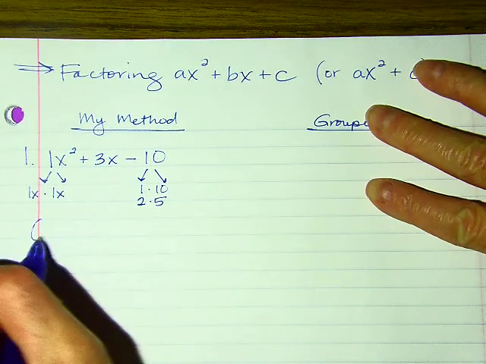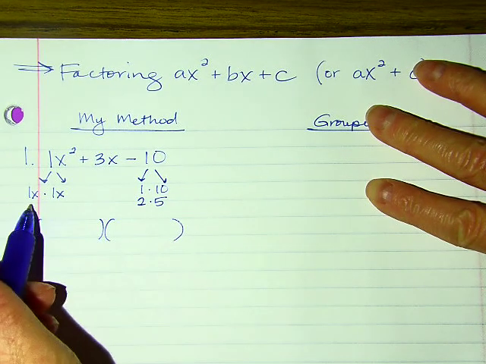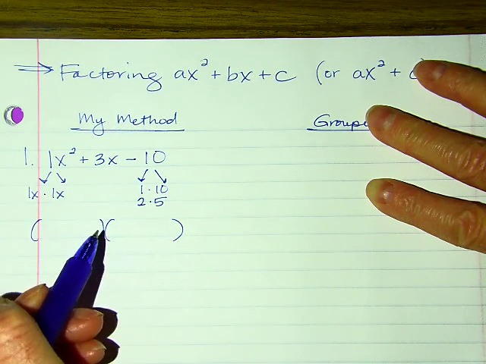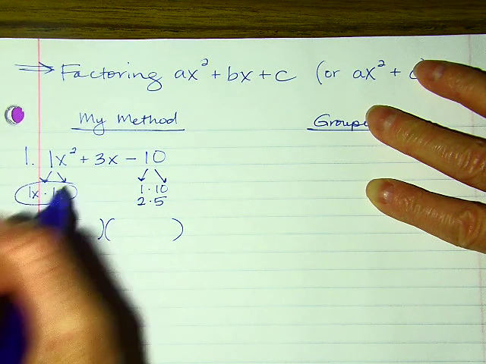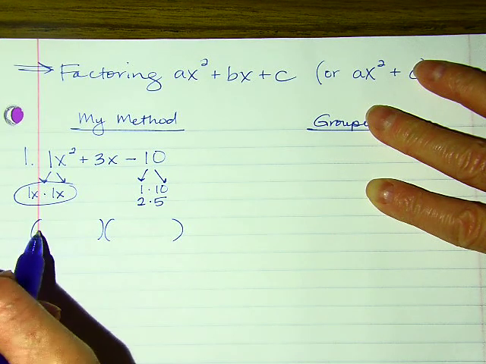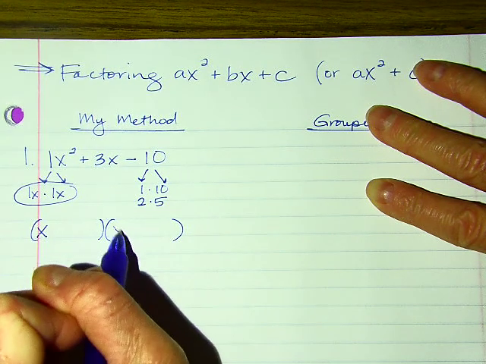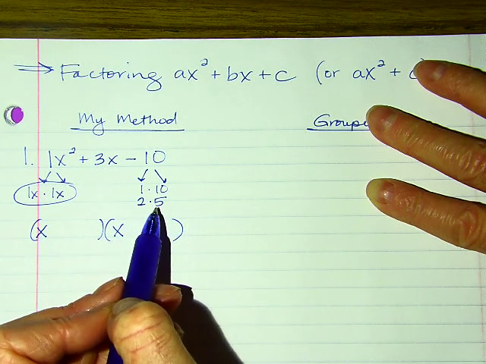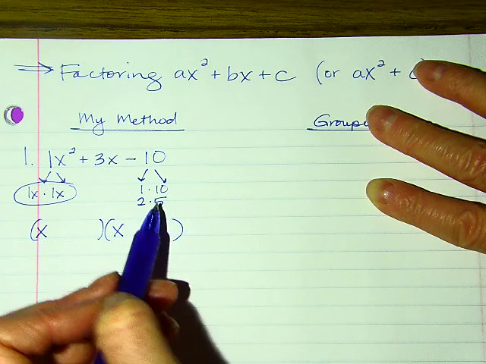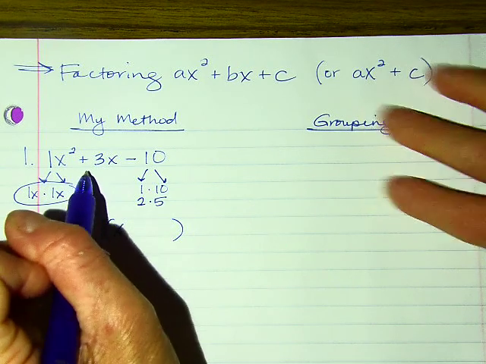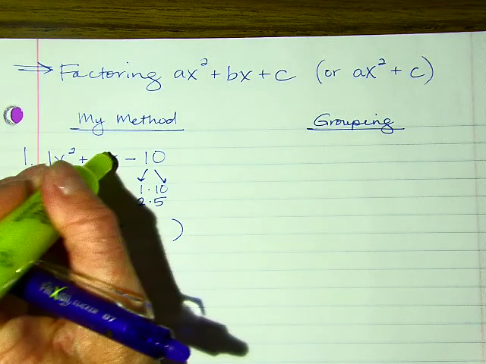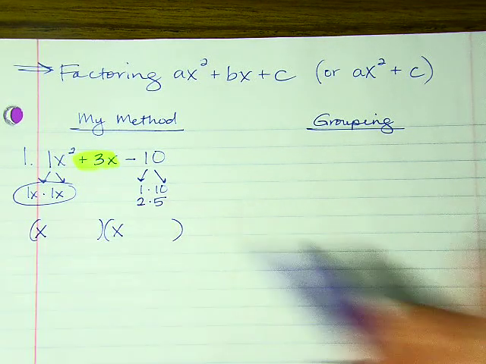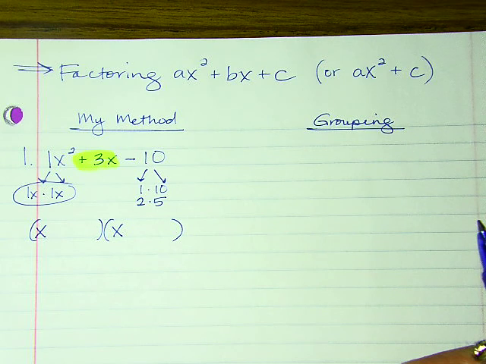Now, the first term should produce the first part of my factors, and notice they're both 1x. I don't need the 1 though, but I know these both begin with an x. Now, I have to choose which of these two to use, but I notice this big deal that I've got a positive 3 here. So I need to pick which of these could produce a sum of 3.